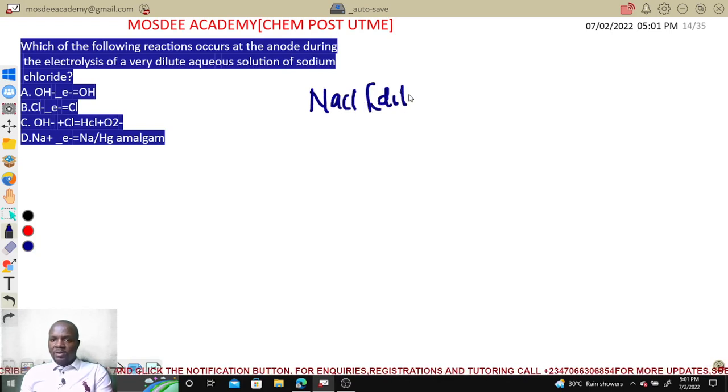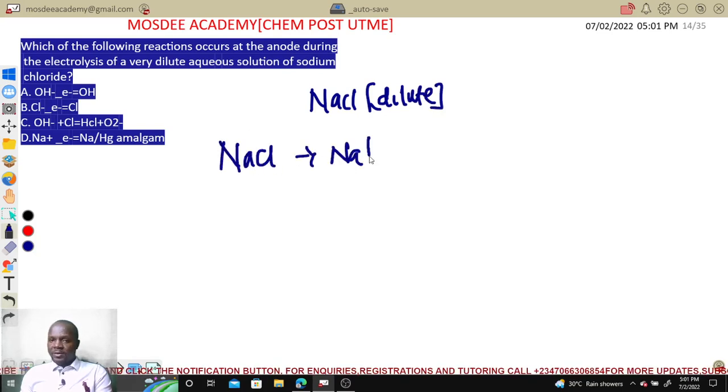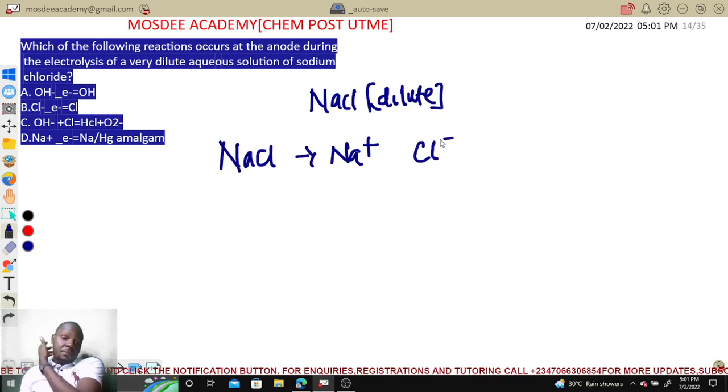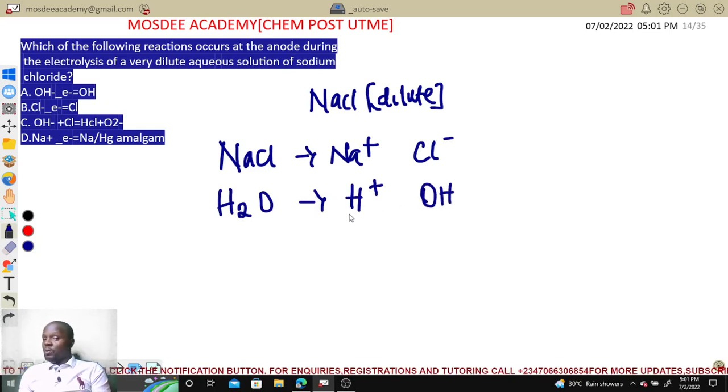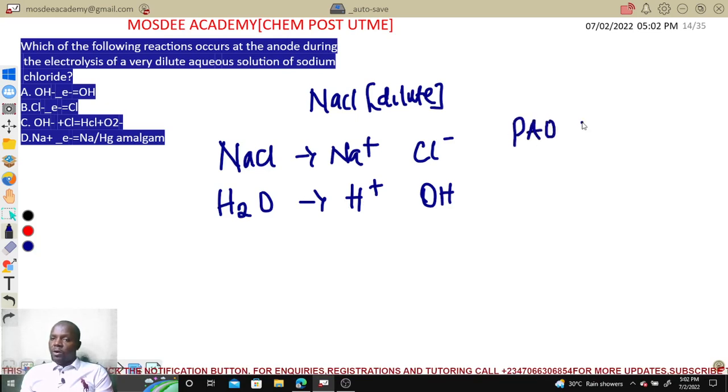So if we electrolyse dilute NaCl, there are 2 compartments. Na+ and Cl-. Then we dissolve in water, H+ and OH-. So nothing to solve here, like I do tell you. Here the cation moves to the cathode. Oxidation takes place at the anode. Reduction takes place at the cathode.